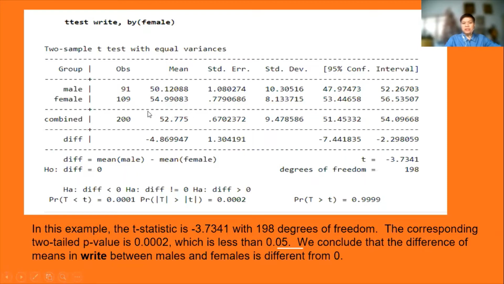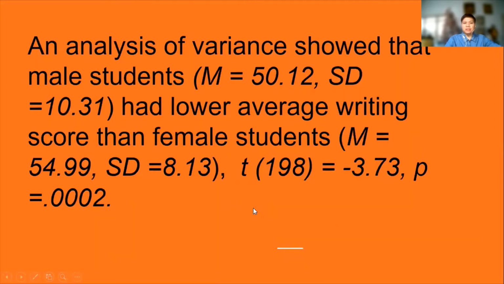Now, what's the difference? The difference is actually 4.869947. But the question is, is there a significant difference? The p-value here is 0.0002, meaning there is a significant difference. So, who is better? Female is better in writing, and her advantage is significant over males.